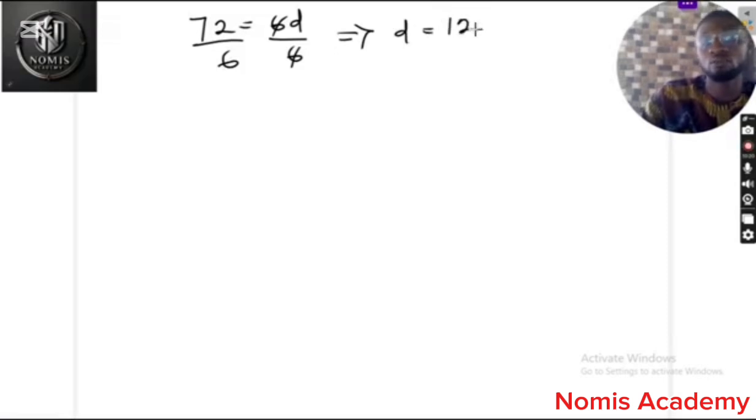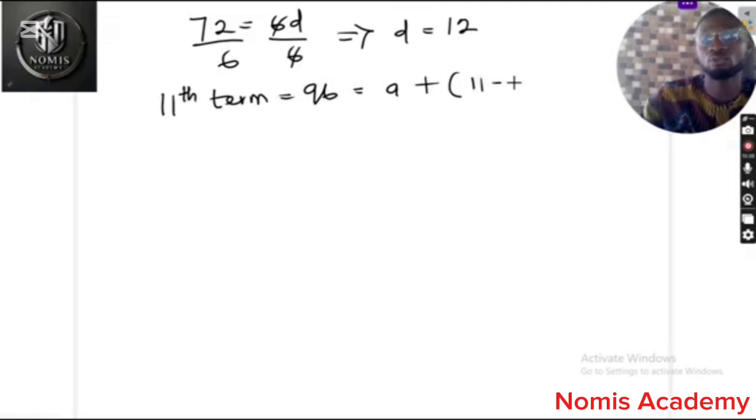So that is 12. So remember, the question is asking us for the first term and not the what? And not the common difference. So we have not gotten to our final answer. So we can pick any of the terms. Let's say we pick the 11th term. So remember that the 11th term is equal to 96, of which we know is a plus open bracket 11 minus 1 close bracket, the common difference.